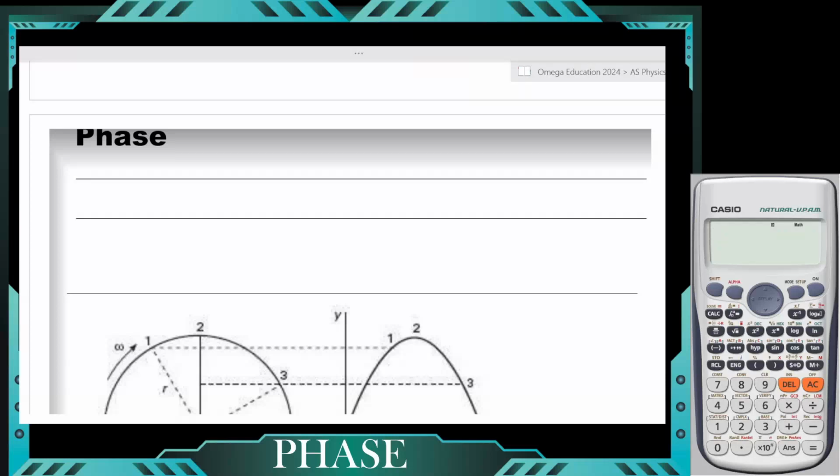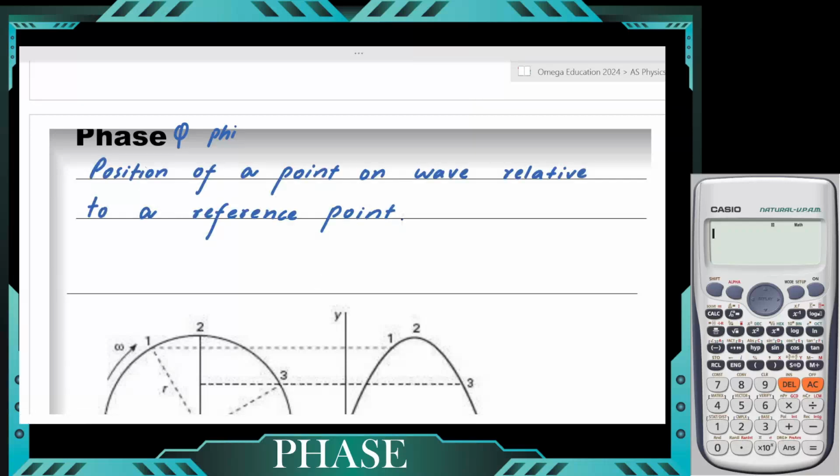So phase, first of all, is a physical quantity which is represented by the symbol phi. So we'll be using this symbol to represent phase. And phase is the position of a point on a wave relative to a reference point. So this is how we define the phase of a wave. Position of a point on a wave relative to a reference point.